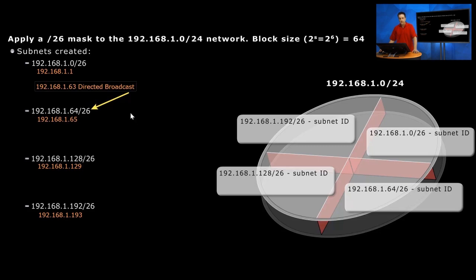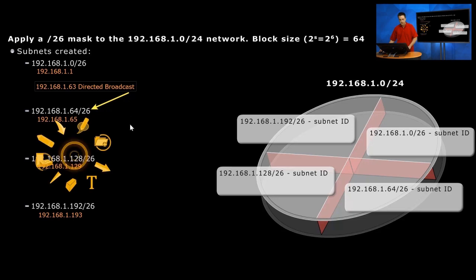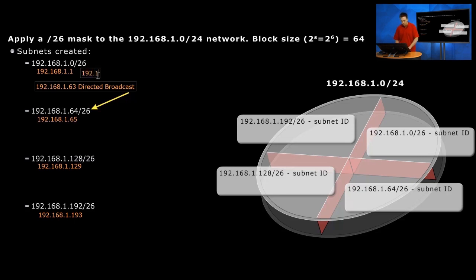So now if we're trying to figure out what is the very last usable address, it's just 1 less than the directed broadcast address. So 1 less, which means we're going to have 192.168.1.62. So our range of values right now for the first subnet that we can hand out to end stations is 192.168.1.1 through 192.168.1.62.